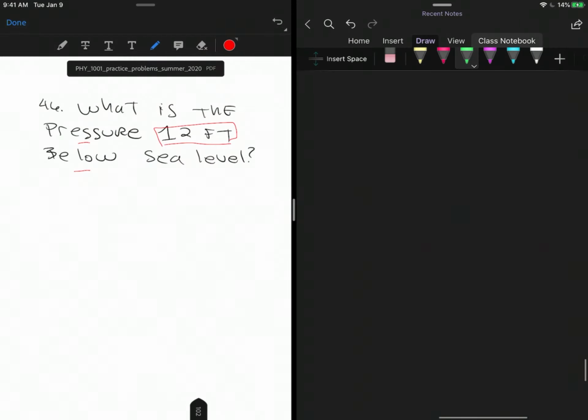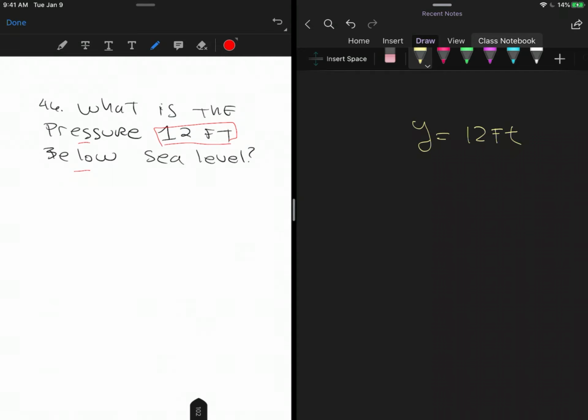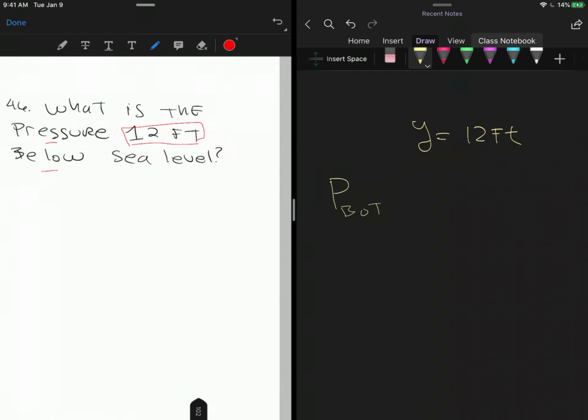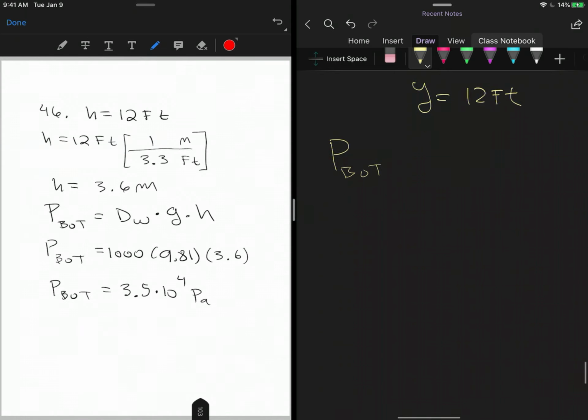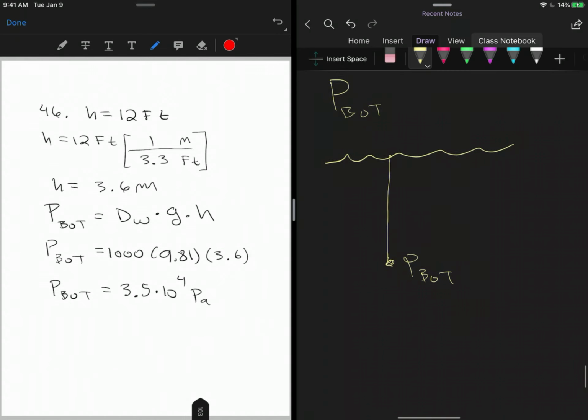So let's write down what we're given. We're given a height, so let's call it y, 12 feet. And we're trying to find the pressure at the bottom of the ocean. The picture looks like this: this is the surface of the ocean, and we're trying to find the pressure down here. Okay, so let's see what we need.